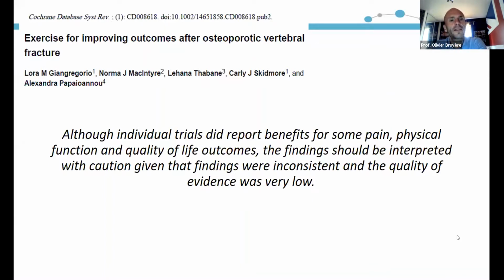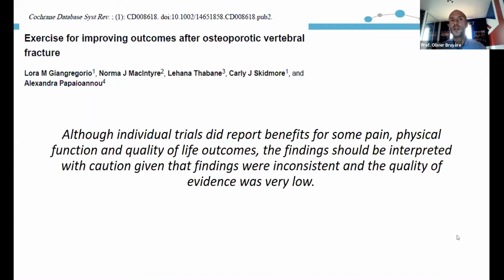For example, if we look at systematic reviews and meta-analyses, here in this systematic review and meta-analysis proposed by the Cochrane collaboration, they say very clearly that exercises could have some benefits to improve the pain of the patient, to improve the physical function, and to improve the quality of life of the patient with a vertebral fracture. However, the findings are quite inconsistent and the quality of the evidence was very low. It means that we do not have a large, well-designed, randomized controlled trial confirming that exercise is really effective in patients with a vertebral fracture.